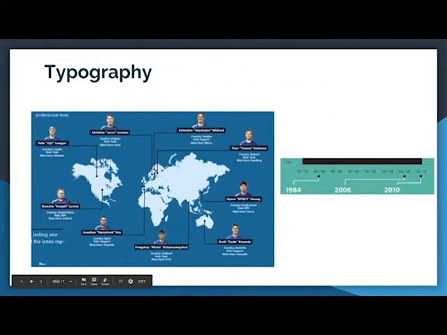I also used the typography strategy shown in my model, where they use lines to connect their labels to the pieces of information that they're showing. As you can see in my map on the left side, I connect the names of the players to their location on the map using lines.